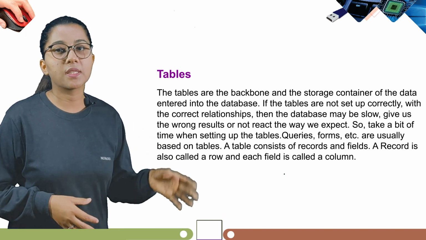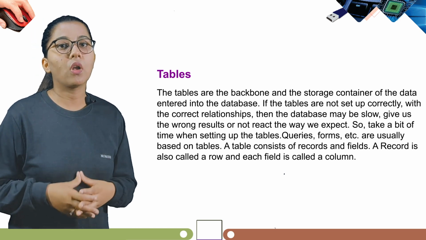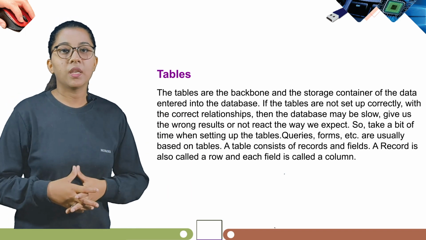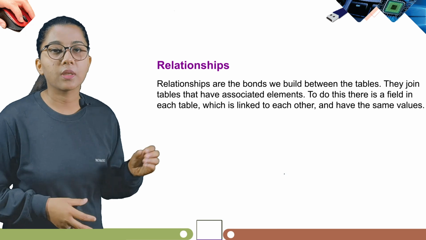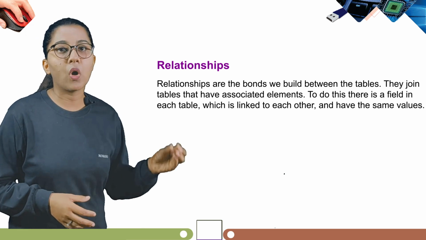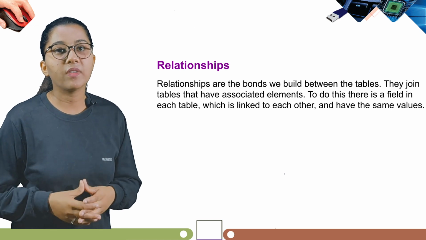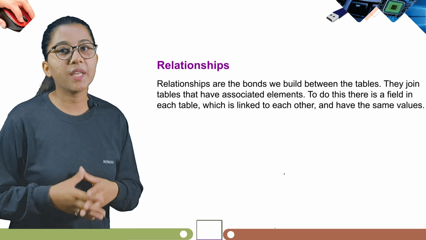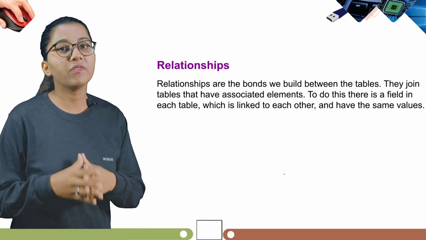A table consists of records and fields. A record is also called a row and each field is called a column. Now students, let's learn about relationships. Relationships are the bonds we build between the tables. They join tables that have associated elements. To do this, there is a field in each table which is linked to each other and has the same values.